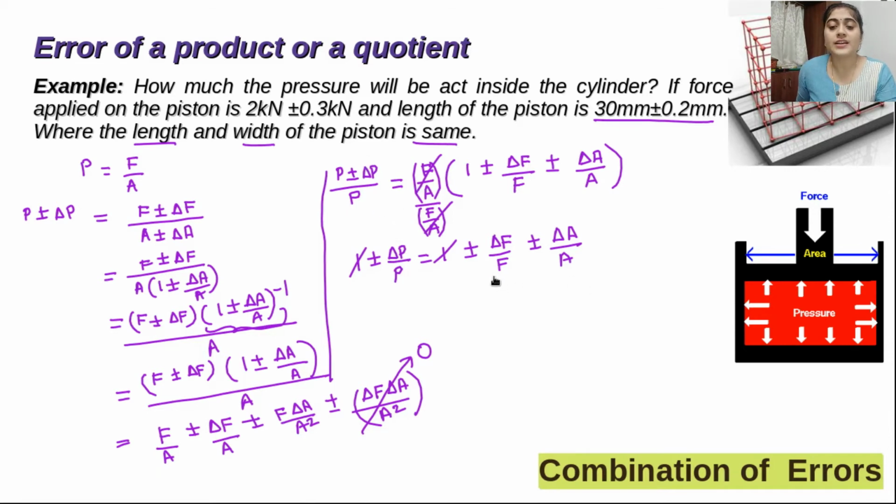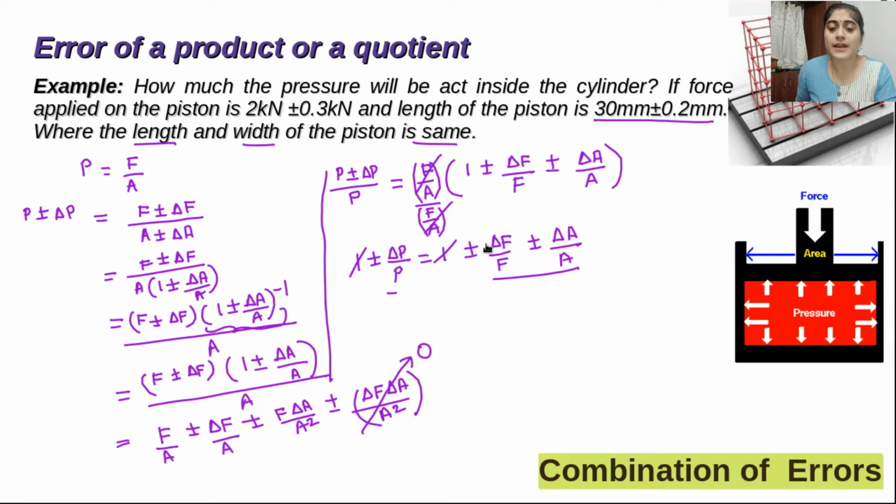So again, the relative error of these two physical quantities, we are just adding these relative errors. If the physical quantities are multiplying or dividing, in both cases we have to simply add the relative errors, which we can see from here. So here one more thing I can do. This is the delta P by P.